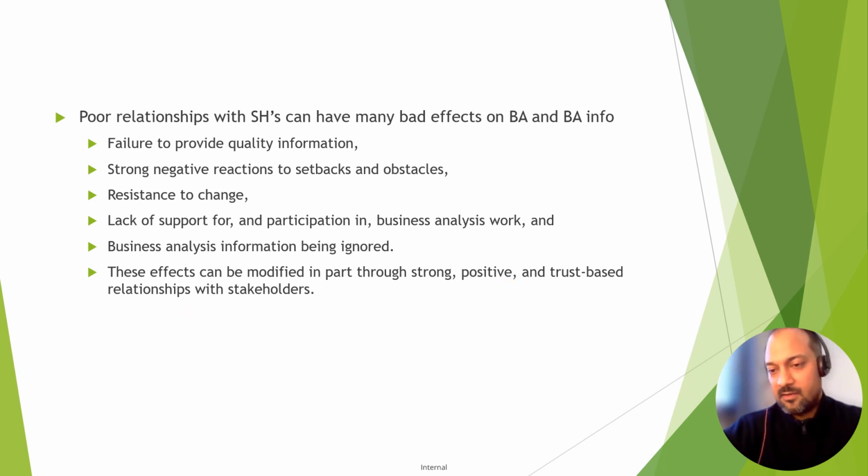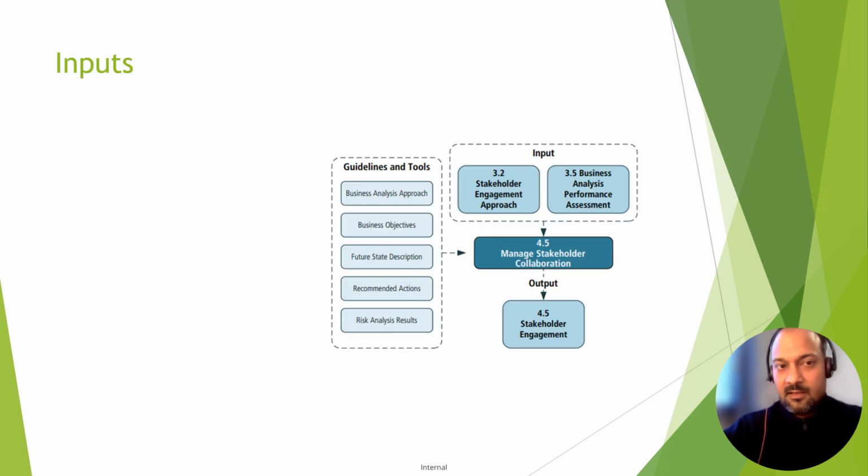So there is a conflict management approach, where you deal with different types of stakeholders and different types of problems in a very unique way to handle all such bad things. Now the inputs. We have two important main inputs, the stakeholder engagement approach and the business analysis performance assessment, and we have five guidelines and tools. So let's talk about them one by one.